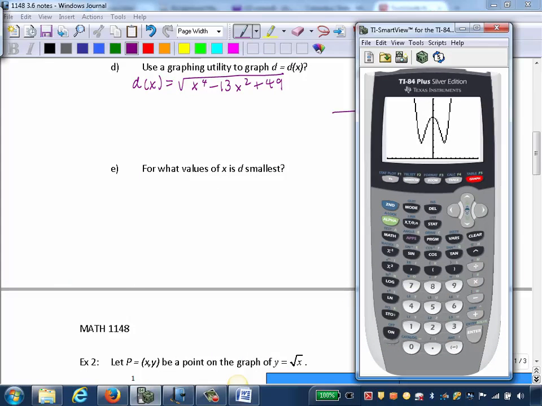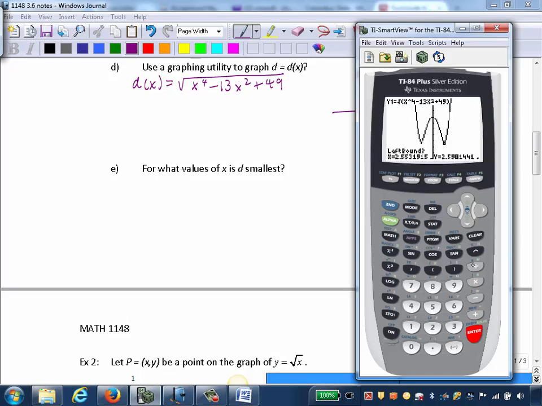For part E. Part E asks for what values of x is d smallest. So smallest should clue us into the minimum value of the function. So we'll use our calculate feature here on the graphing calculator, and we can look at this graph and see two little dips in the graph. Those are local minima, and those will be values of x for which this function d is smallest. So I'll hit second trace to calculate. I want option 3, minimum.